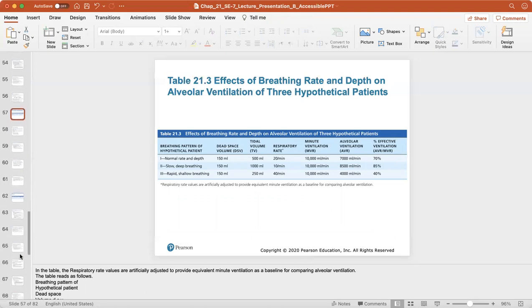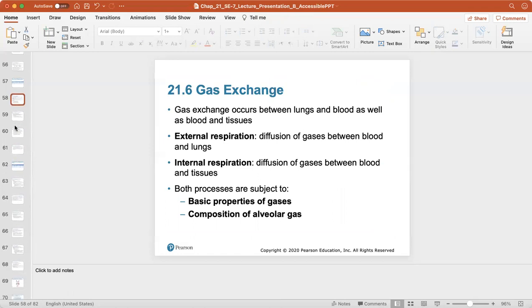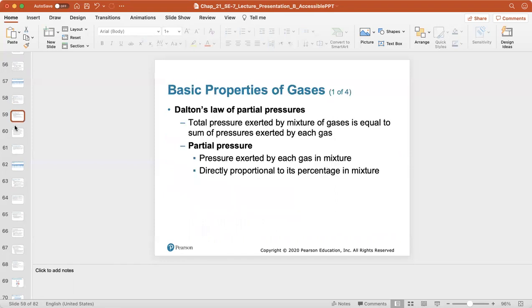3 hypothetical patients. Gas exchange then, we'll talk a little bit about gas exchange here, and especially in the third part of this chapter. Gas exchange occurs between the lungs and blood, as well as blood and tissues. External respiration has to do with the diffusion of gases between the blood and lungs. Internal respiration has to do with the diffusion of gases between blood and tissues. And both processes are subject to basic properties of gases and the composition of the alveolar gas.